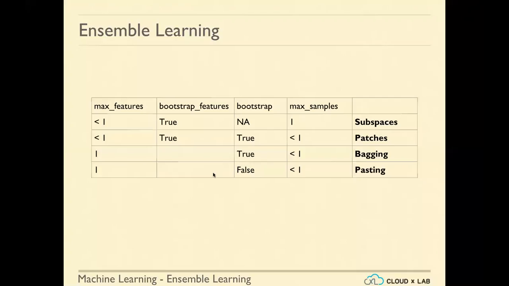So this table is a bit of a way to put all the things in perspective. Some of the parameters don't matter to it. For example, in both subspaces and patches, bootstrap doesn't make any sense. These two rows don't make sense here, in case of subspaces and patches.